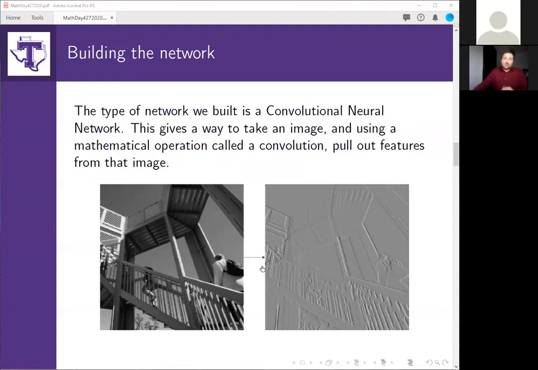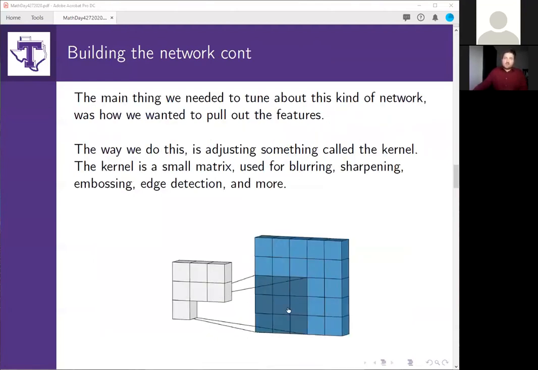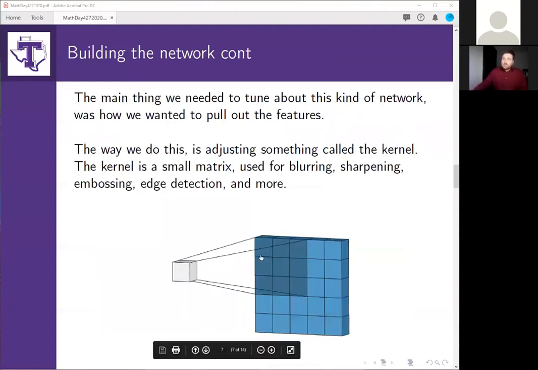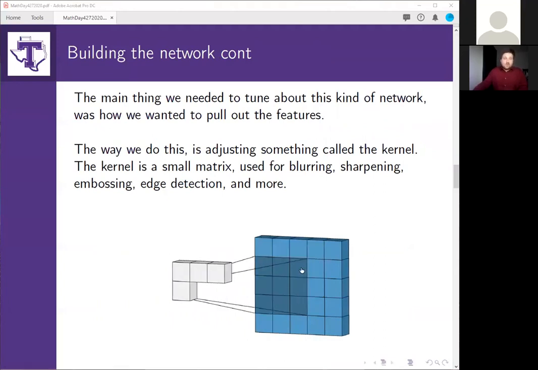The way that works is we take an image, represented by the matrix in the back here, and then we move over it with another matrix called the kernel. This describes some function of how they get applied to each other, and that produces our new image. This is the convolutional step.